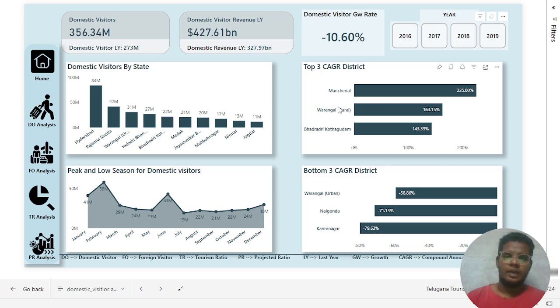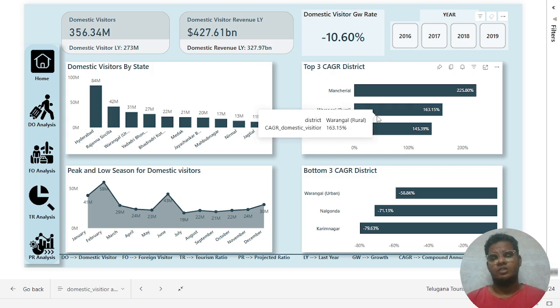The same case is for Warangal as well and Bhadradri Kothagudem. That's why the highest number of people have visited Hyderabad city, but it is not there in the top 3 CAGR, compound annual growth rate.